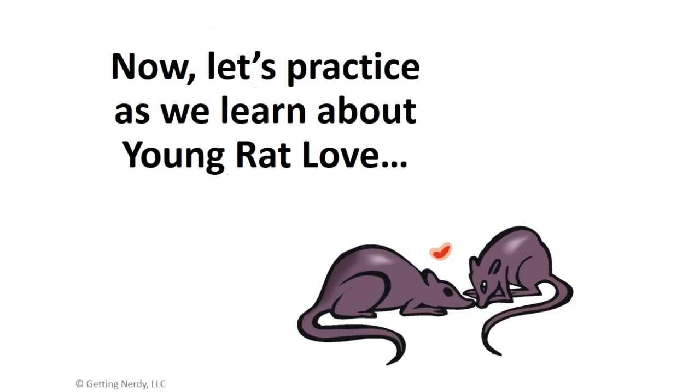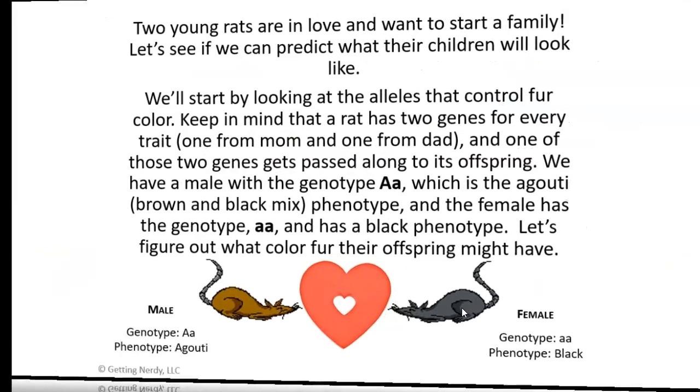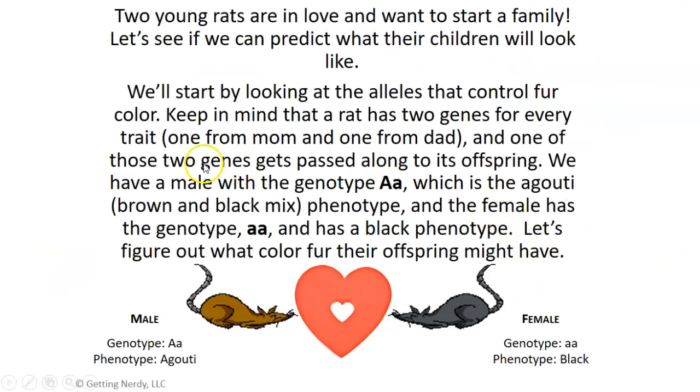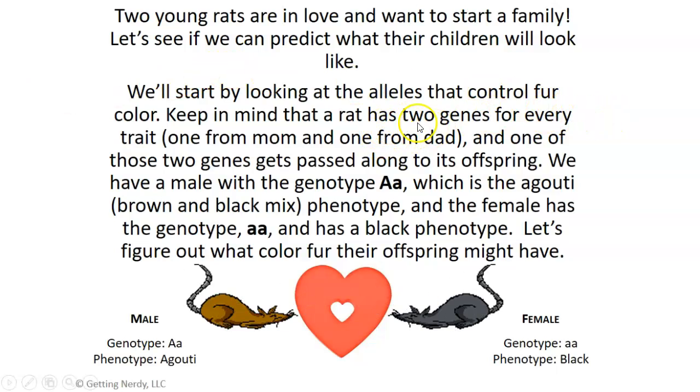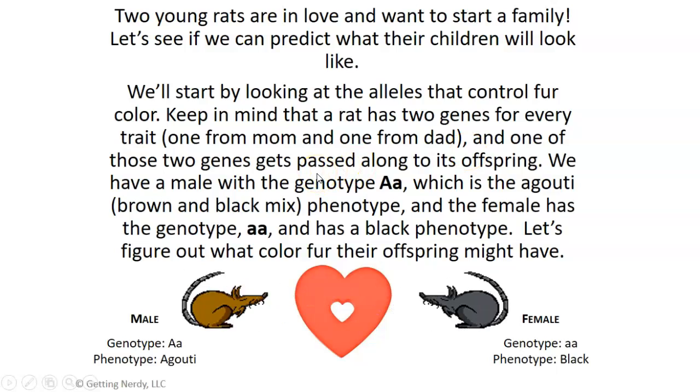So now let's practice. We're going to learn about young rat love, and don't laugh. Two young rats are in love and they want to start a family. So we're going to see if we can predict what their children will look like. We'll start by looking at the alleles that control fur color. Keep in mind that a rat has two genes for every trait, one from mom and one from dad. One of those two genes gets passed along to its offspring.